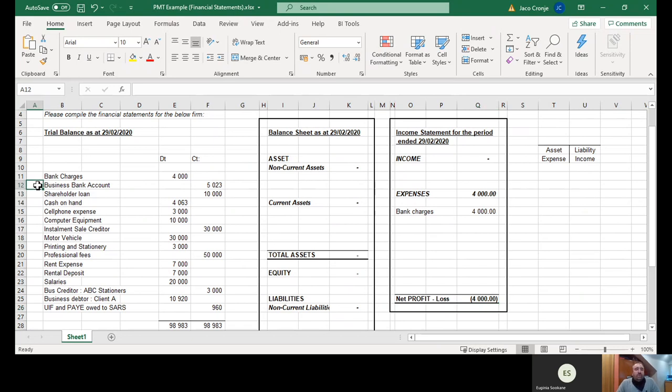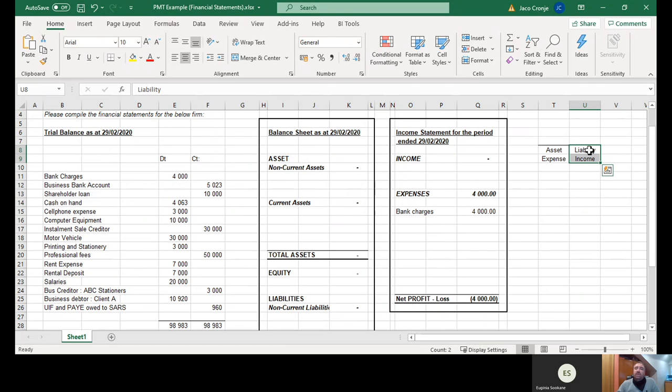Let's look at the next one. Business bank account. In terms of my business bank account, that has got a credit closing balance of 5023. That means we are looking at the credit side, or the two credit options. Now my business bank account, if that is a credit balance, that means my bank account has gone into overdraft.